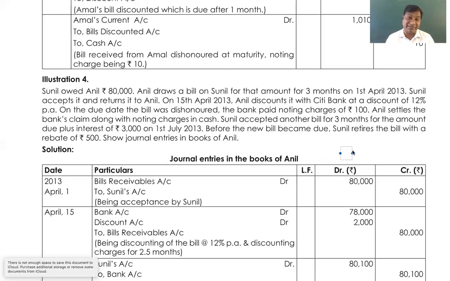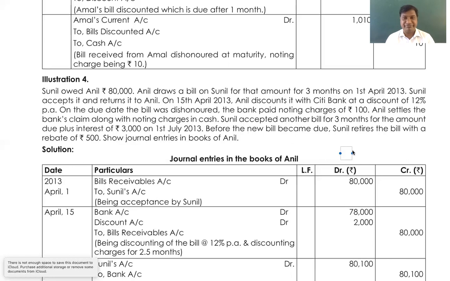80,000 plus 3,000. Then what about the 100 rupees that is paid to Citibank? That is also recovered from Sunil. So this is the meaning of this sentence. Before the new bill becomes due, on 1st July, Sunil retires the bill with a rebate of 500.